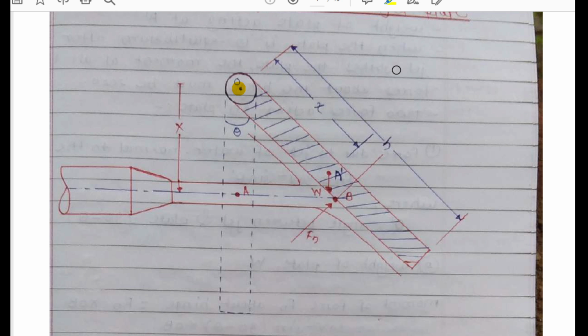This OB, if you see the triangle OAB, we can see that OB is nothing but your hypotenuse, AB is nothing but your opposite side of theta, and OA is nothing but your adjacent side of theta. Here we have to calculate the hypotenuse, that is OB, distance OB.